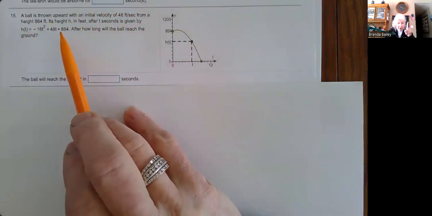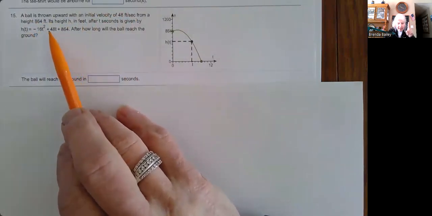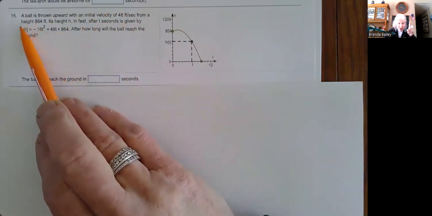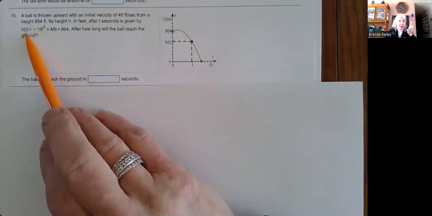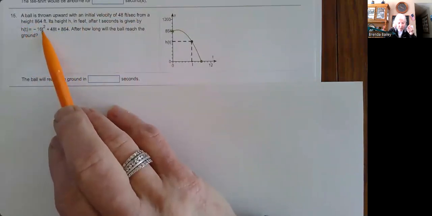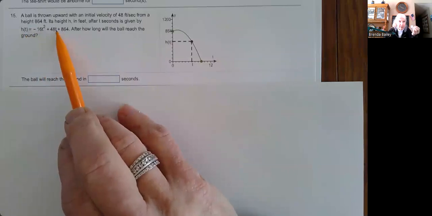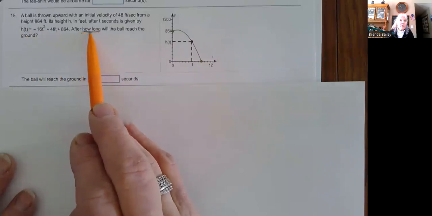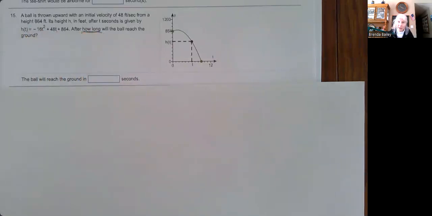What you do need to know is that the t is in seconds, and this h is in feet. So this represents the height, and the t's over here represent the time in seconds. How long? So we're looking for time. We're going to be solving it for t. It looks like we're going to factor. How long will the ball take to reach the ground?